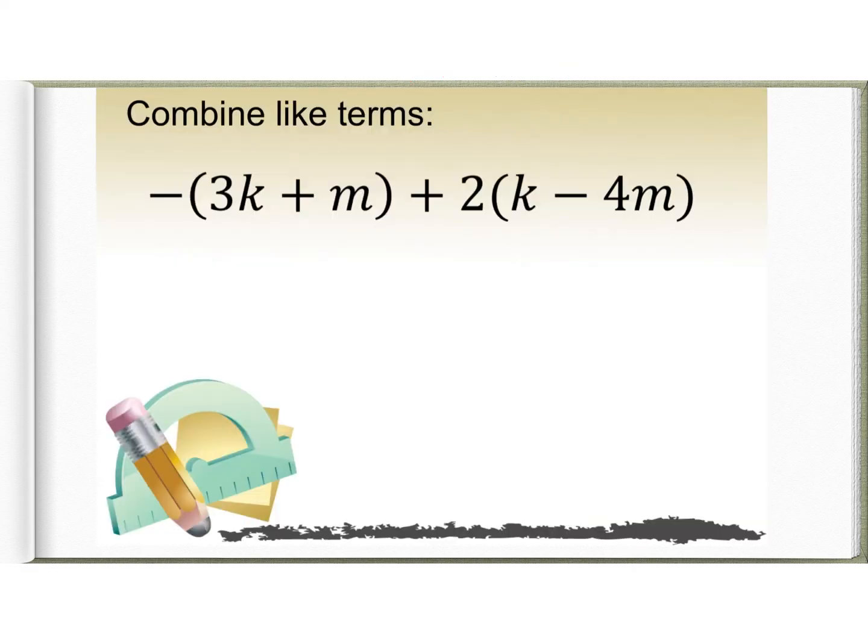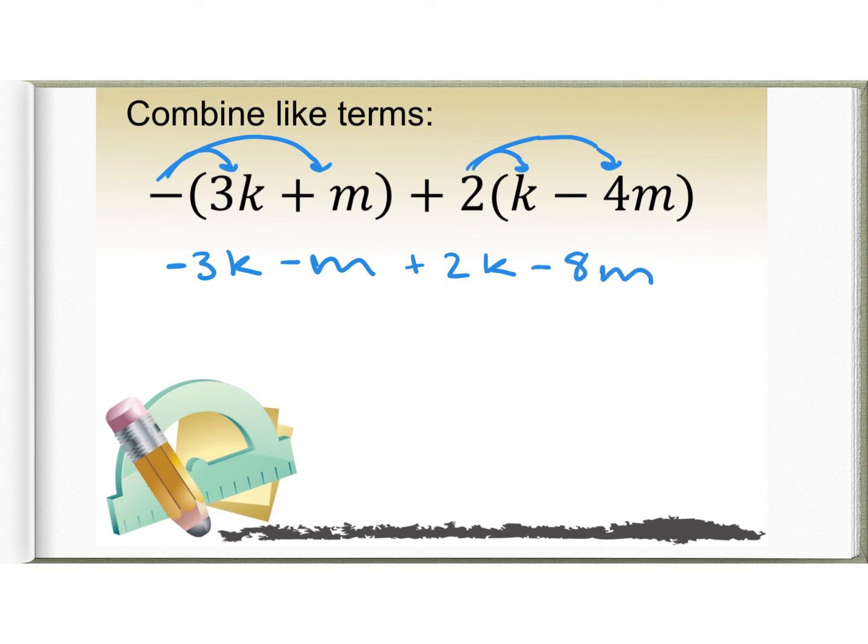What do you think we have to do first here in order to combine like terms? Distribute. So I want to distribute this negative sign, and I want to distribute this too. So I want to get rid of those parentheses that I have in my problem. So I have negative 3k. Don't forget to multiply that negative to the m also. So this would be negative m plus, what would come next? 2k. And then what's 2 times negative 4m? Negative 8m. Awesome. So once I distributed and got rid of my parentheses, now I can combine like terms.